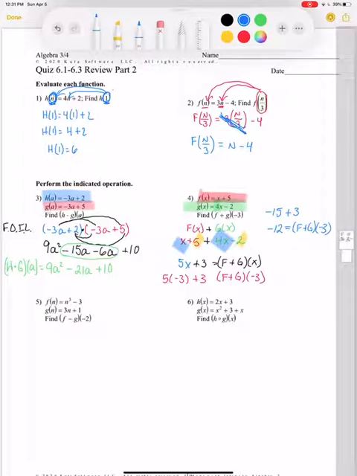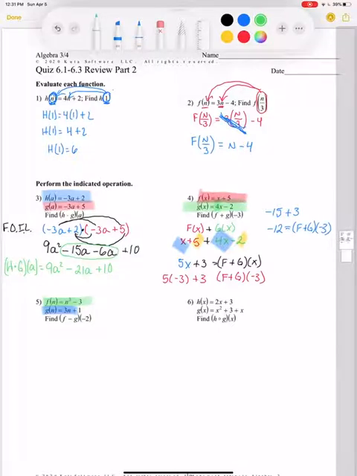Problem 5, I have f of n equals n cubed minus 3. G of n is 3n plus 1, and I'm asked to find f minus g of negative 2. Okay, so we're subtracting now. When you subtract, I'm going to put these in colors first. When you subtract, you have to make sure that you are subtracting the whole piece.